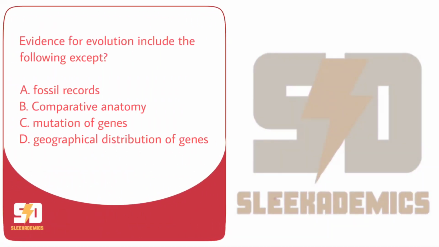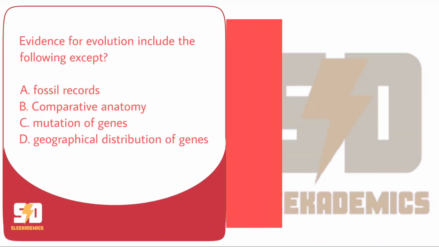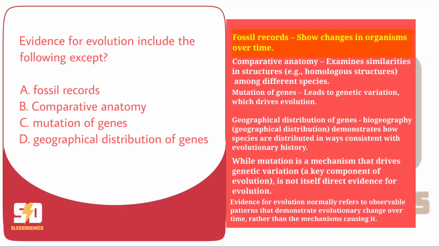So the next question says, evidence for evolution include the following except: A, fossil records; B, comparative anatomy; C, mutation of genes; D, geographical distribution of genes. Well, first, what is fossil records? It is simply what shows changes in organisms over time. Comparative anatomy examines similarities in structures such as homologous structures among different species. Mutation of genes leads to genetic variation, which drives evolution.